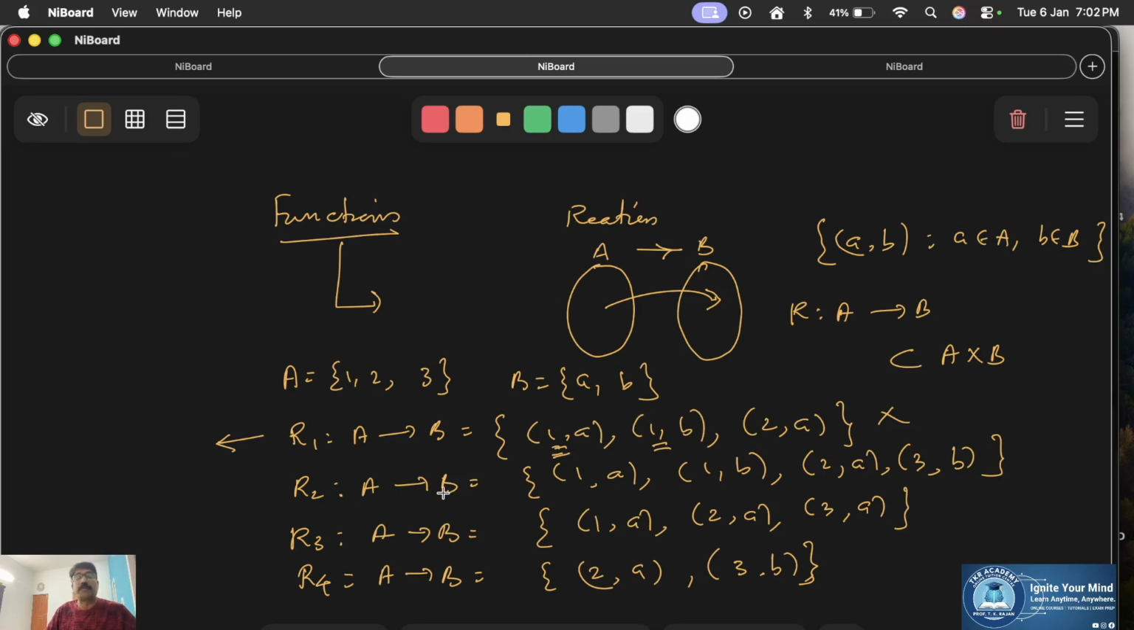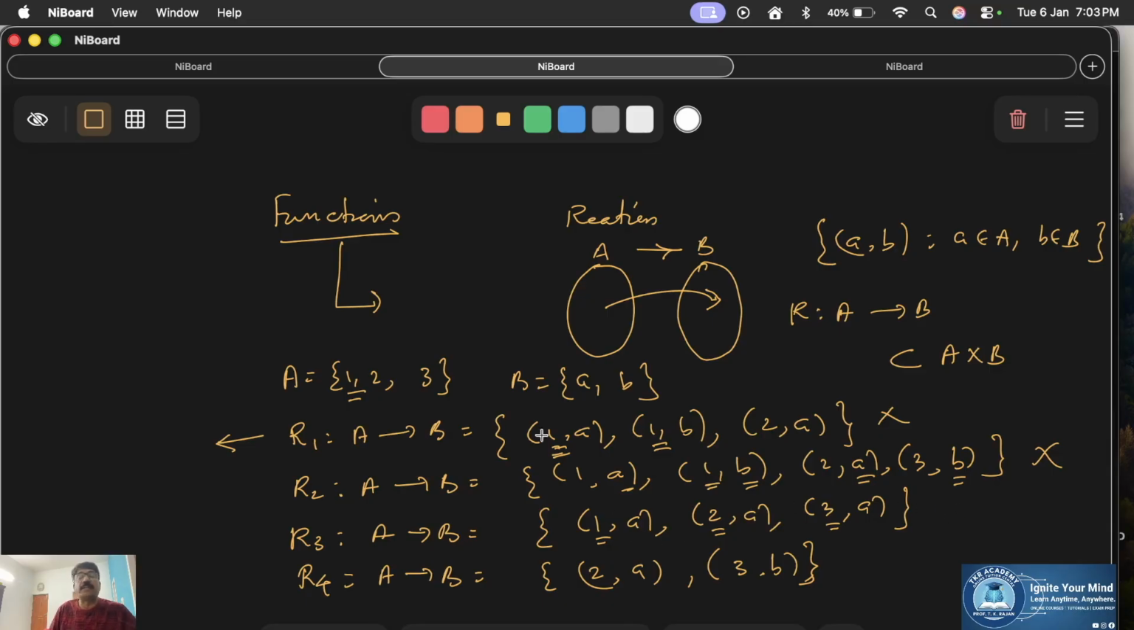Now, what about R2 from A to B? Here you can see that 1 is associated with a, 2 is associated with a, 3 is associated with b. But here again, 1 is associated with another element b. That means 1 has come repeatedly in two pairs. Therefore, this is not a function. Now, what about R3? It consists of the pairs (1,a), (2,a), (3,b). Every element 1, 2, 3 is in some pair as first element, and no element of A has repeatedly come in any of the pairs. And therefore, the condition is satisfied.